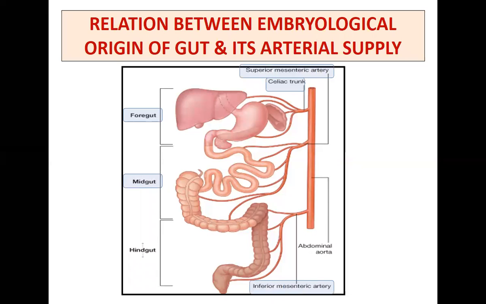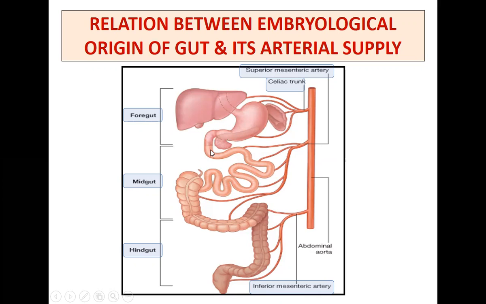Now coming to the embryological development, we have seen this before, and we'll keep on repeating it till you get it. Okay, so this is the relation between the embryological origin of the gut and its arterial supply. The GIT is developed from the foregut, midgut, and hindgut. From the esophagus, stomach, and up to the second part of duodenum, this whole thing is developed from the foregut.